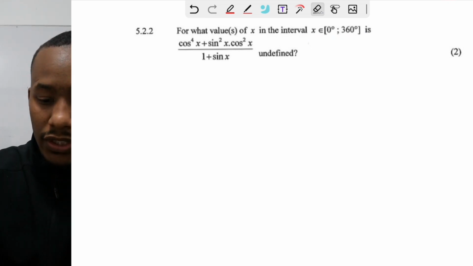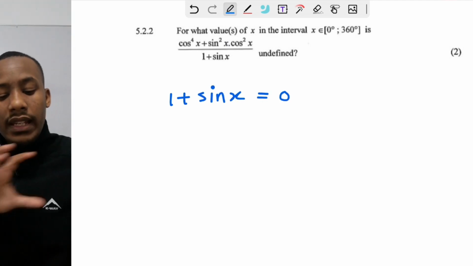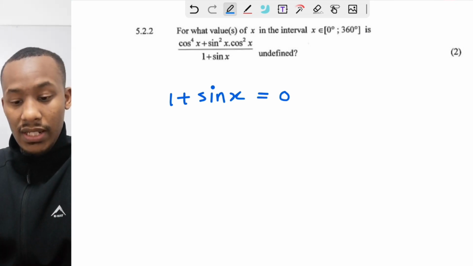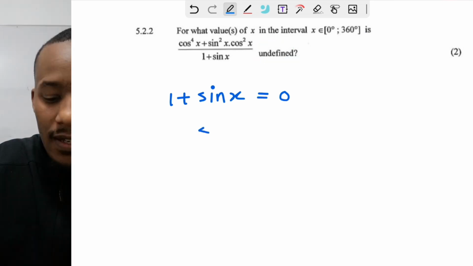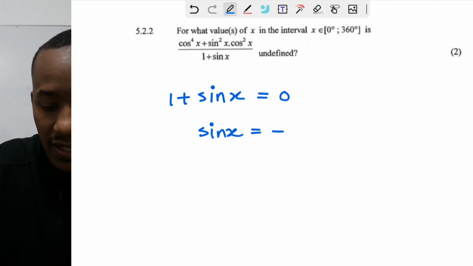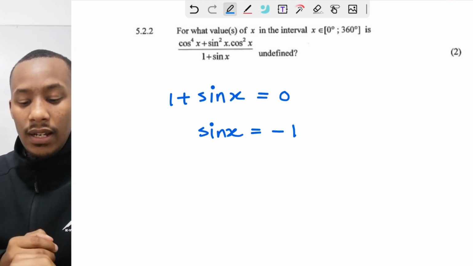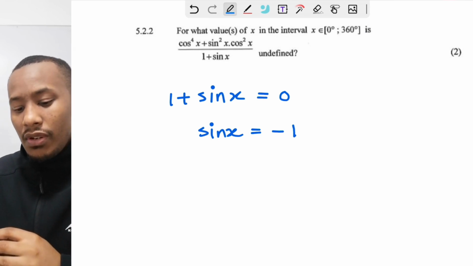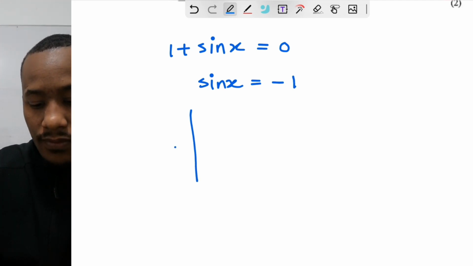In order to do that, I'll say 1 plus sine x equal to 0. You simply set that denominator equal to 0, and you're going to find the value of x for where it is equal to 0, so that we can address the undefined values. Sine x is equal to -1, right? You subtract 1 on both sides. Then, I think the best way to do this is to make use of a graph. Let's graph the sine x function.